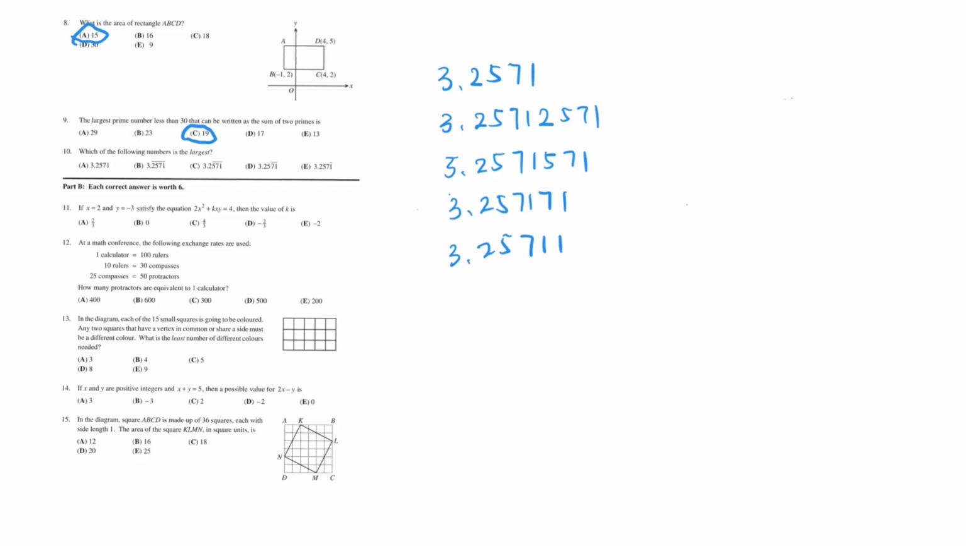So the first 4 numbers to the right of the decimal point are all the same. So the fifth digit, the first one has no fifth digit, that means 0. So 0, 2, 5, 7, 1, the 7 is the largest. That means the number 3.2571 repeating, that's the largest. So number 10, the answer is D.